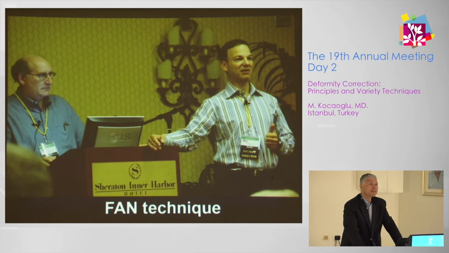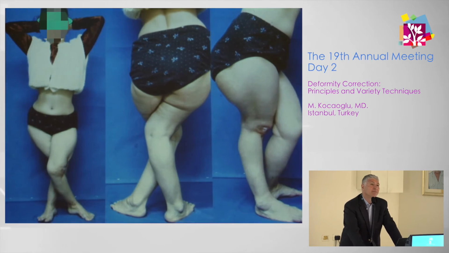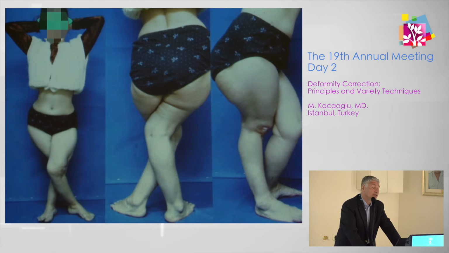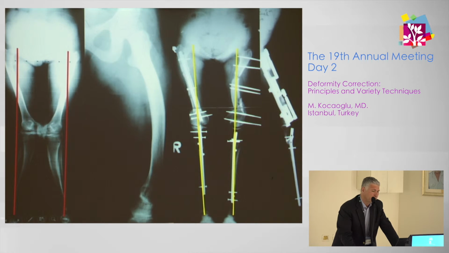After that, I visited Baltimore and stayed there for a while, and I learned a very nice way of correcting deformity called fixator-assisted intramedullary nailing. So I started to use this technique in my clinic. This is a lady who came to me with huge genu valgum deformities. You see ulcers in front of the knee joint in the skin due to the knees touching each other. This is the preoperative, and this is the postoperative planning. This is one of my first cases with fixator-assisted nailing.